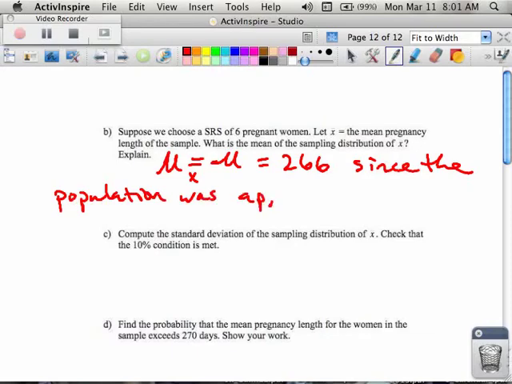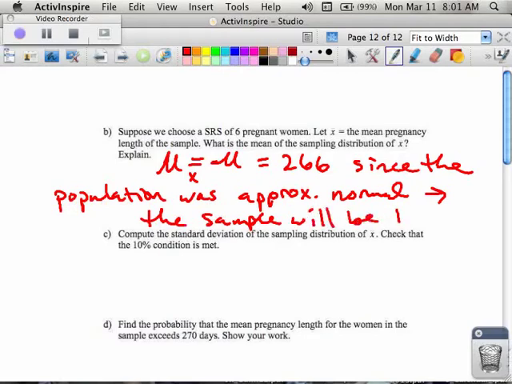Since the population was approximately normal, the sample will be approximately normal as well.